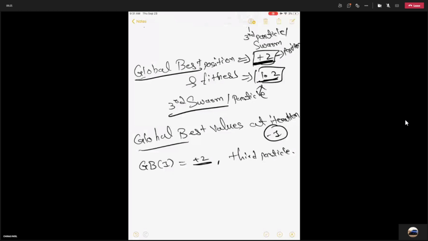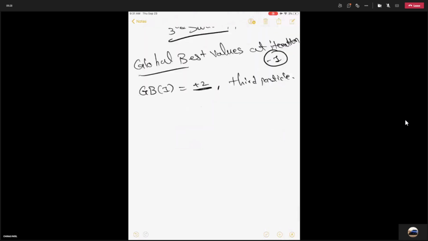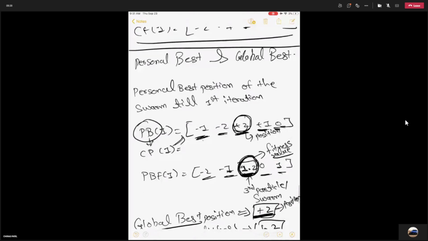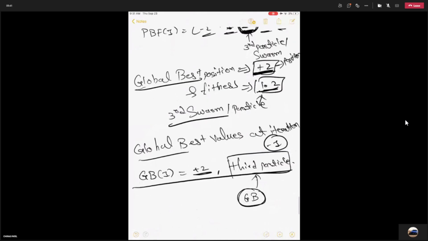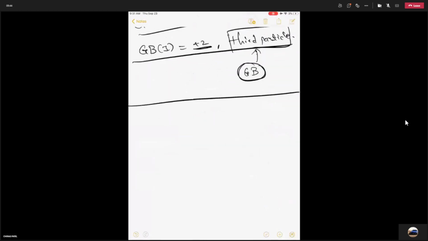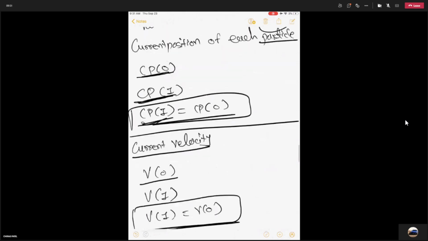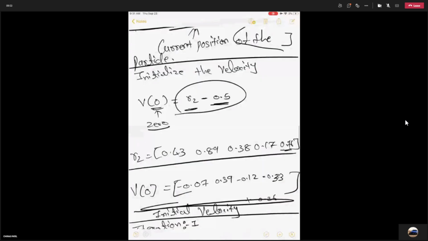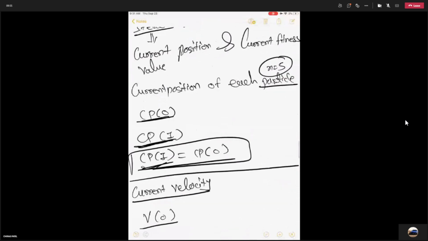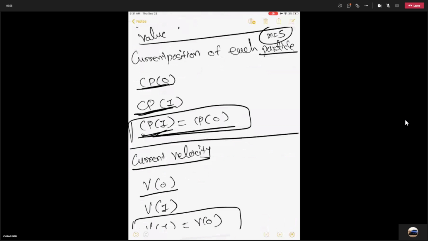Now the question. After that, we have a third particle giving the global best in the first iteration. Now, if you want to calculate iteration 2, what we did in iteration 1, we just need to repeat it.